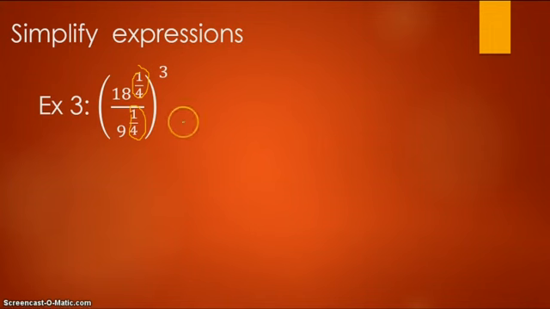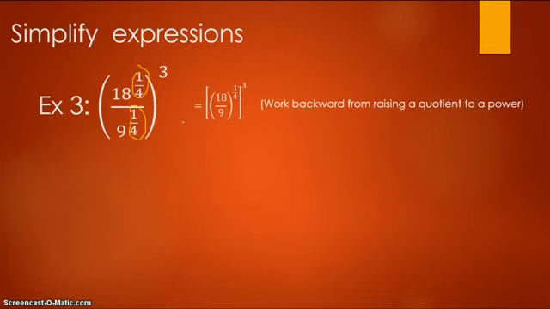In raising each of them to the third power, we realize that eventually we're going to have to multiply whatever the exponent inside the parentheses currently is by 3. But for the time being, let's operate. Same procedure as last time. I'm going to make a note there. We want to work backward from raising a quotient to a power. That's the same type of note I had put in the other one.